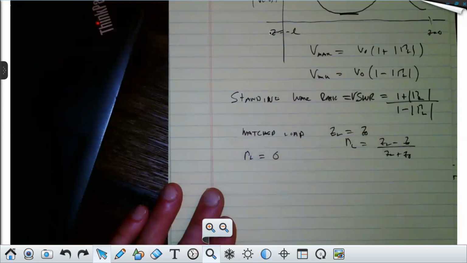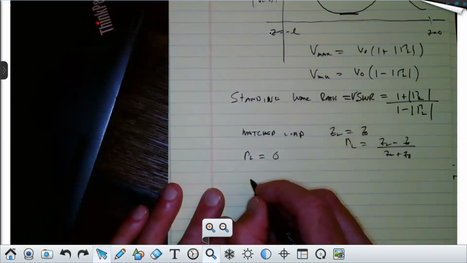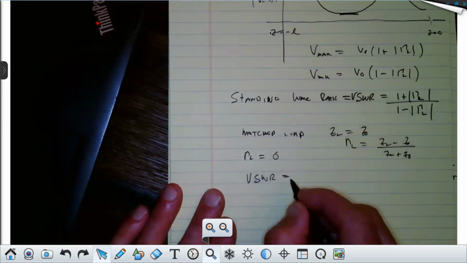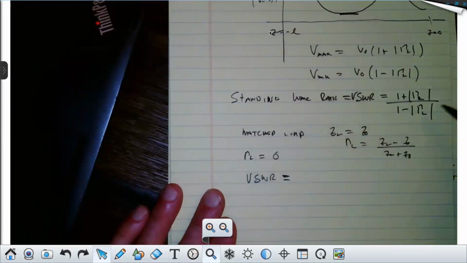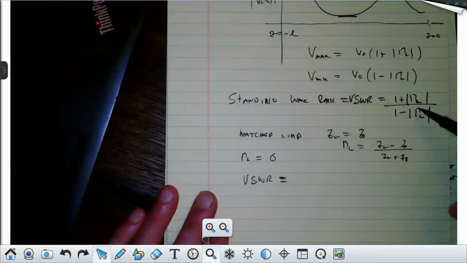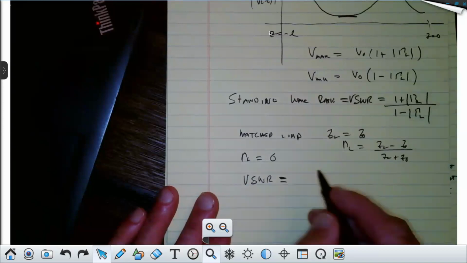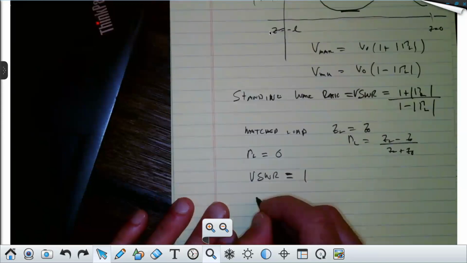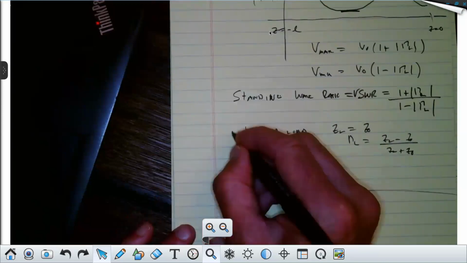Now, something else. When you have a matched load, what is the voltage standing wave ratio, or the standing wave ratio? Just take a look. If the reflection coefficient is 0, what will this value be? Anyone? 1. It's just 1. That's it.